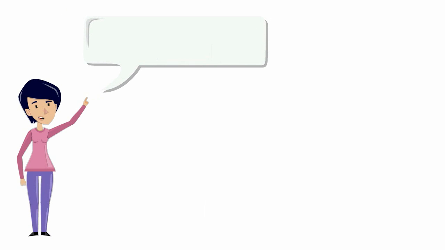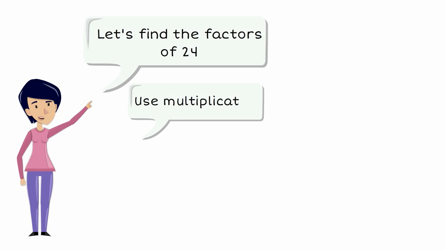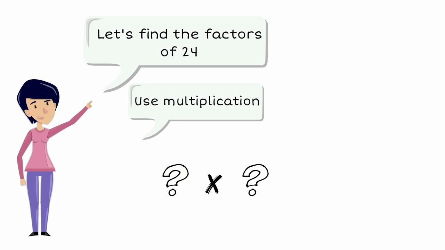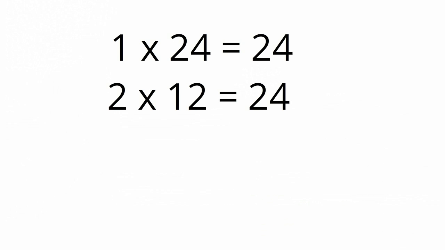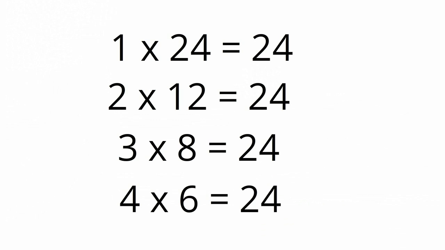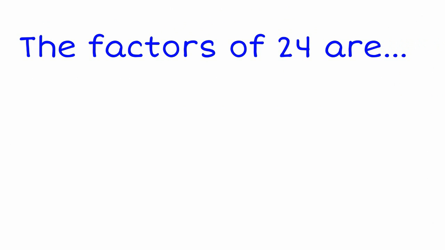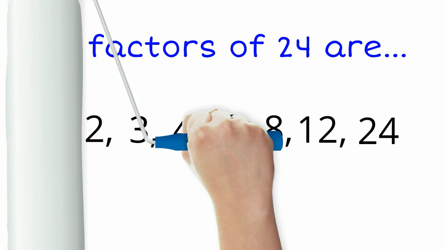Let's go over another example. Let's find the factors of 24. Let's use multiplication. What times what is equal to 24? Well, 1 times 24 is equal to 24. 2 times 12 is equal to 24. 3 times 8 is equal to 24. And 4 times 6 is equal to 24. The factors of 24 are 1, 2, 3, 4, 6, 8, 12, and 24.